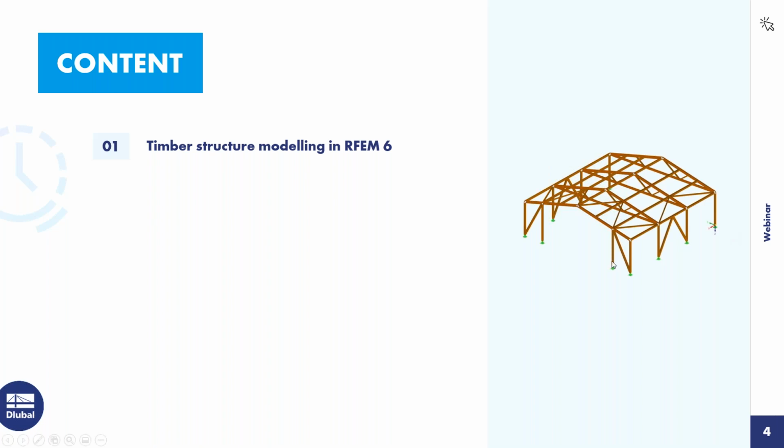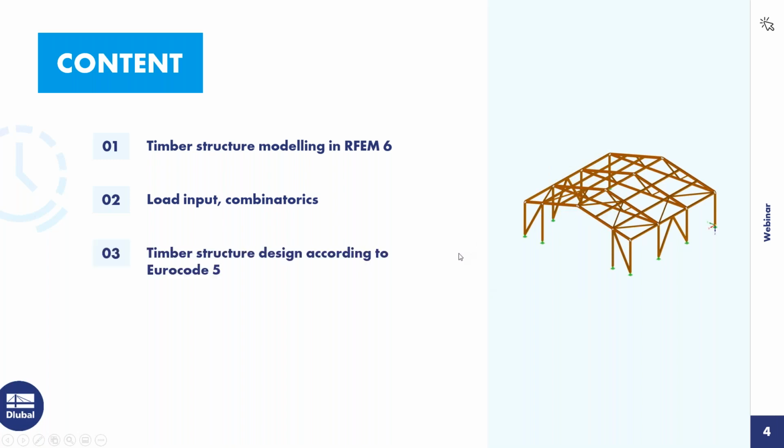To the agenda today, first point is timber structure modeling in RFEM 6. It will be done by Bastian. Then he goes to the second part, load input combinatorics. Then the timber design according to Eurocode 5. And he will document all in the printout report. Then he will hand over the screen to Gerhard, and he shows two examples with detailed design, for example, model analysis.